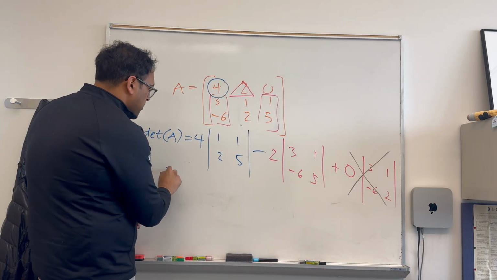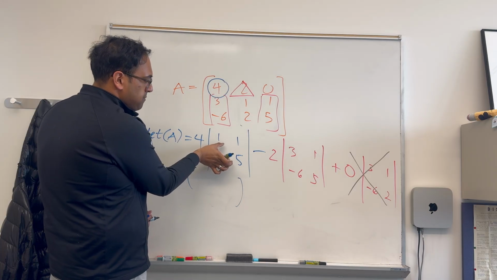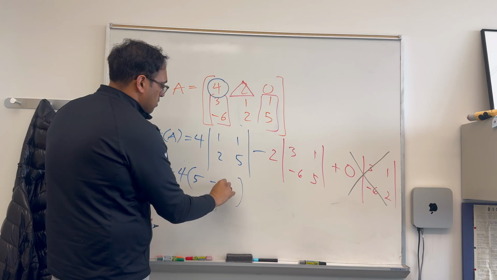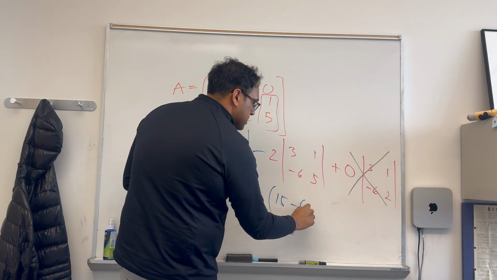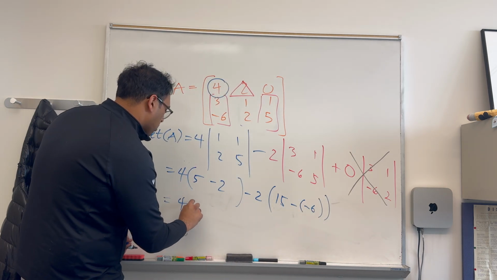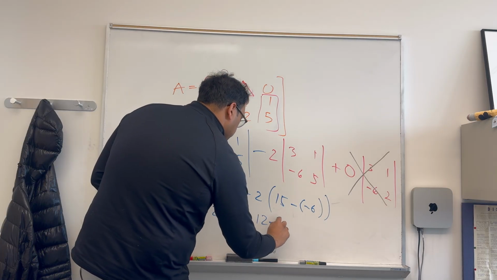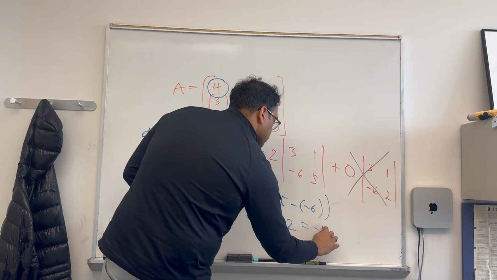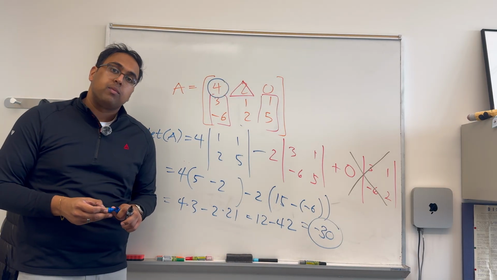What's left here? I have 4 times this determinant. What's that going to be? 5 minus 2, which is 3. And then here I'm going to have 15 minus negative 6. So what does this stitch together to? So I have 4 times 3 minus 2 times 21, which looks like 12 minus 42, which looks like negative 30. So that's the determinant of this 3 by 3 matrix.